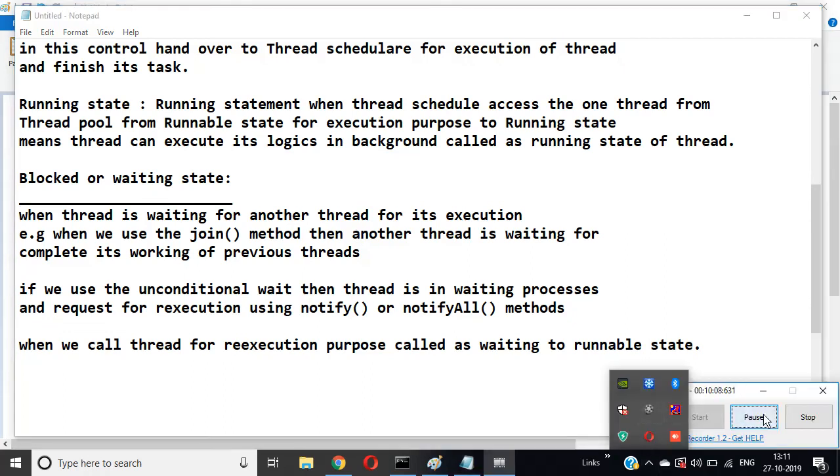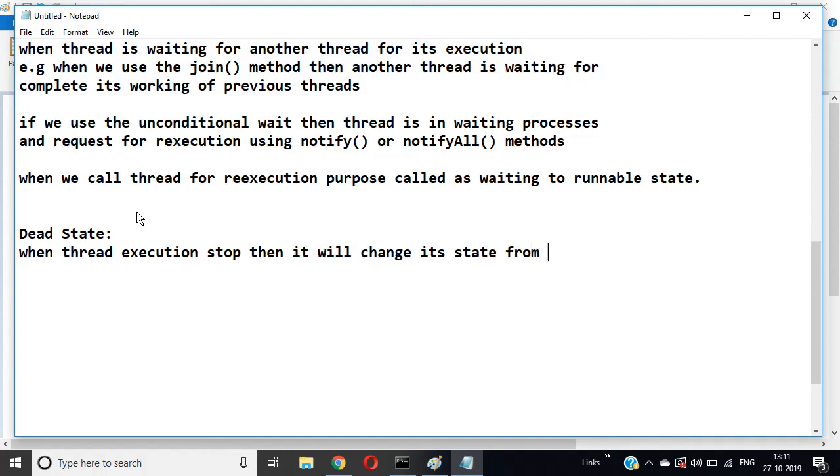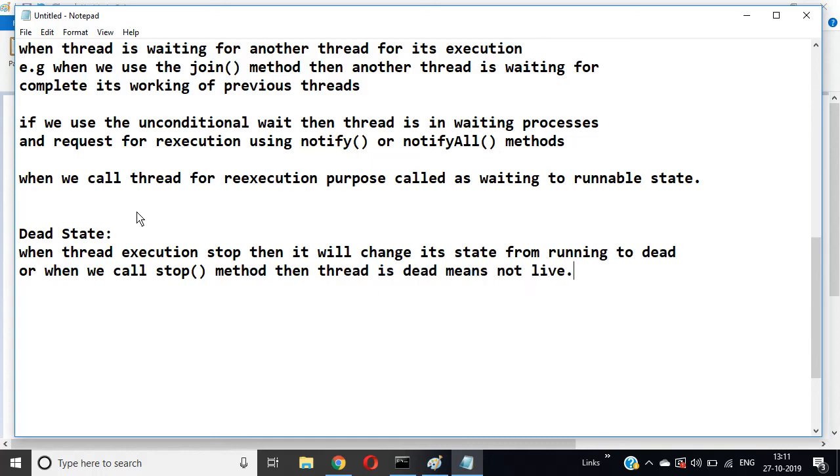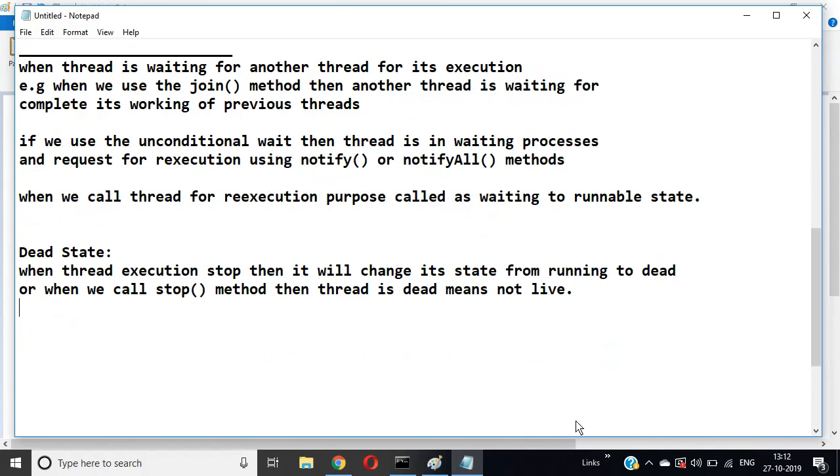And the last state is the dead state. When thread execution stops, it will change its state from running to dead. Or when we call the stop method manually, then the thread is dead, meaning not live. These are some important life cycle steps in threading. Okay, thank you.